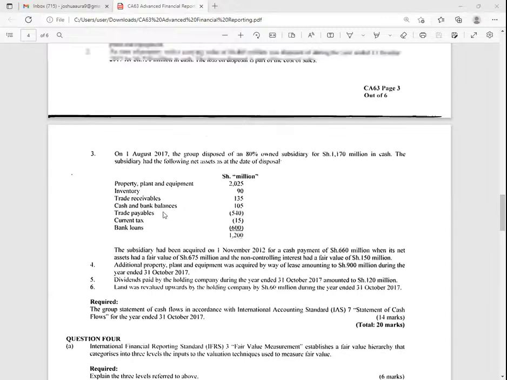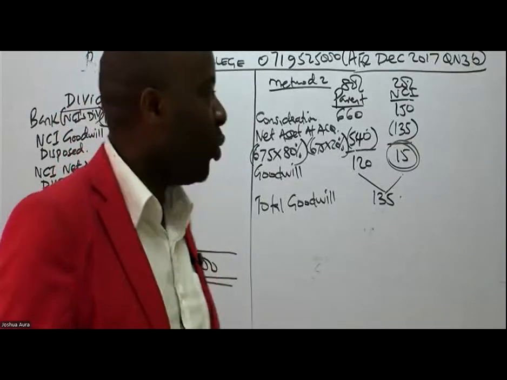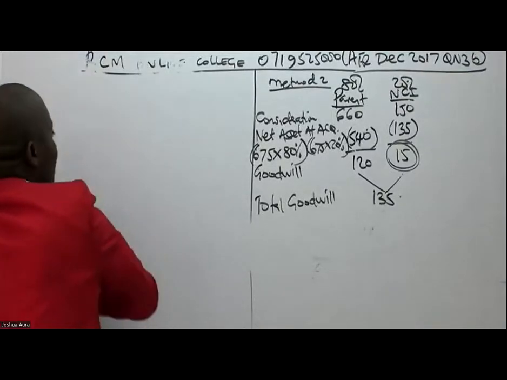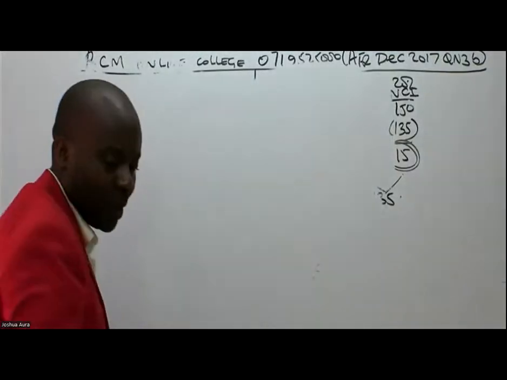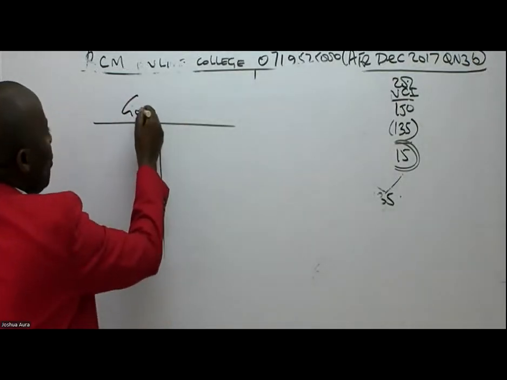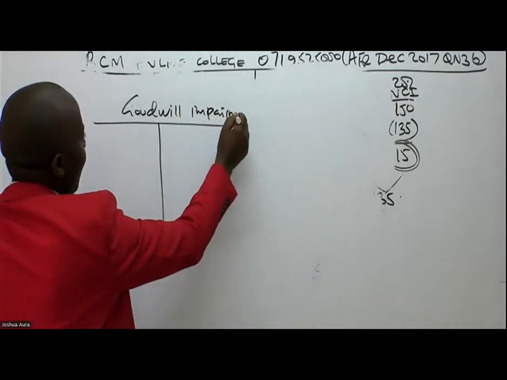So goodwill impaired, if you look at this, we have an asset called goodwill. You can see the opening balance was 390 and the closing was 255. Goodwill impaired, impairment loss of goodwill. If you wish, you can put it in the form of a T account, goodwill impairment.